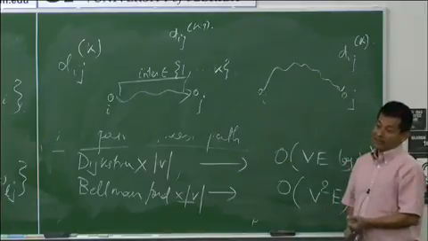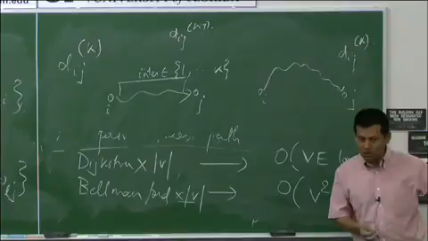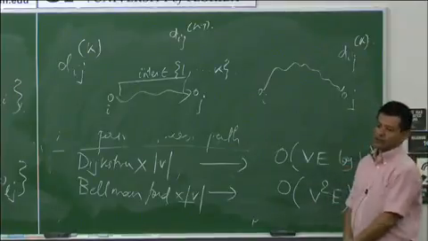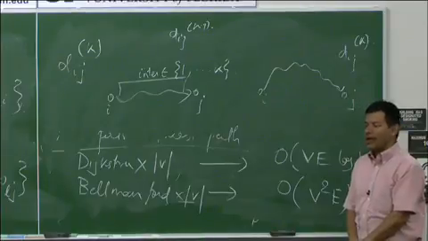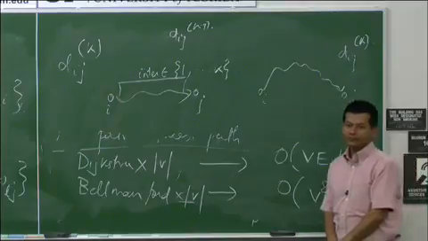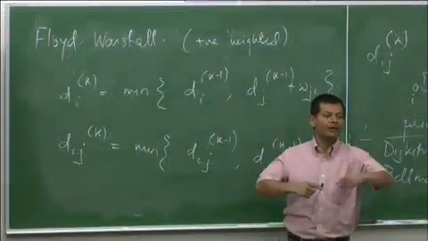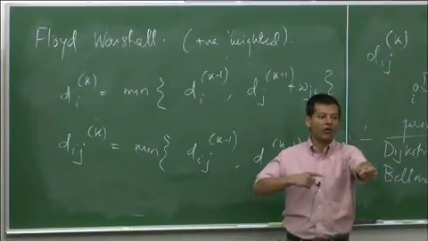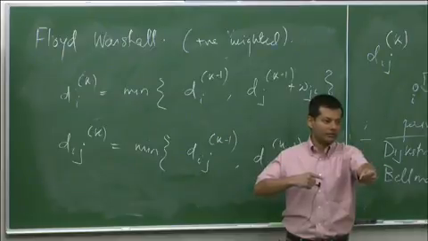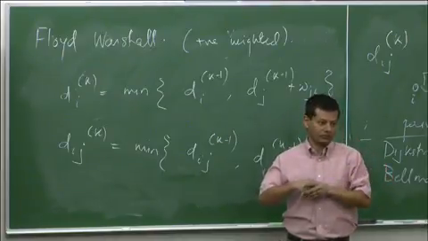It does pass through k. So, either it does not pass through node number k, or it does pass through k. If it does pass through k, can it pass through k twice? Can the shortest path from i to j through nodes 1 through k, assuming that all edges are of positive weight, can it be that this shortest path passes through k twice?